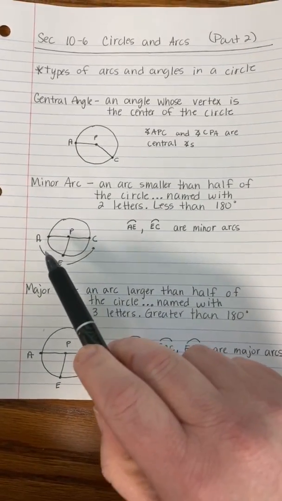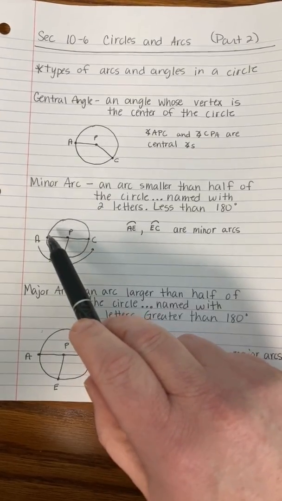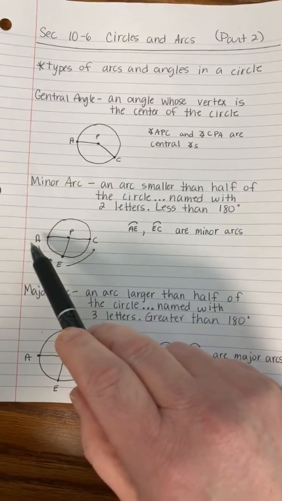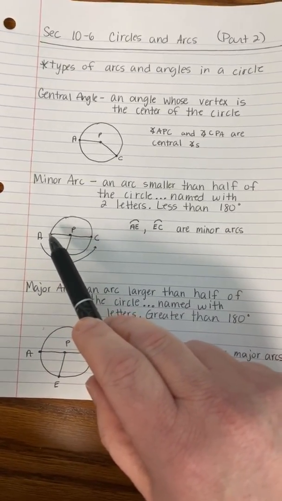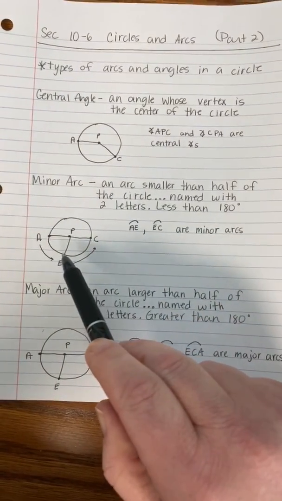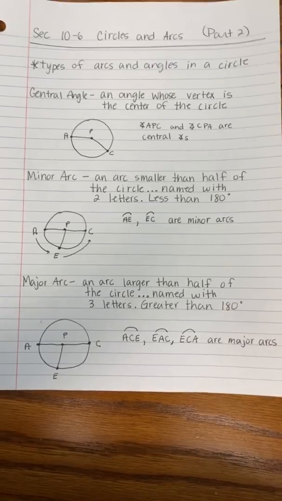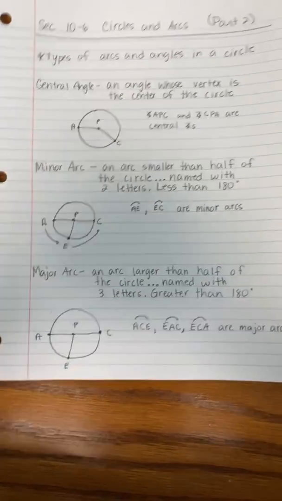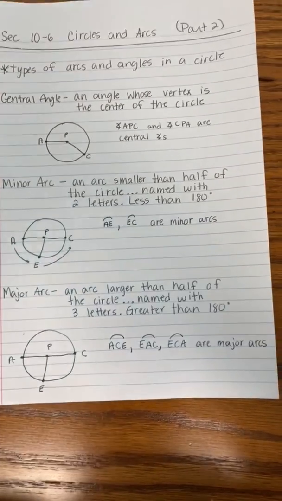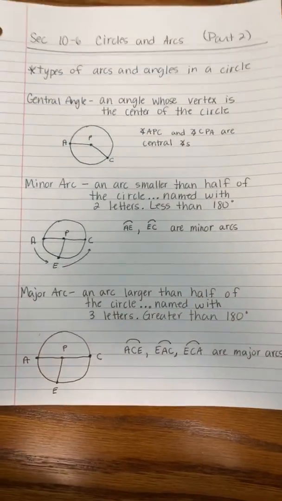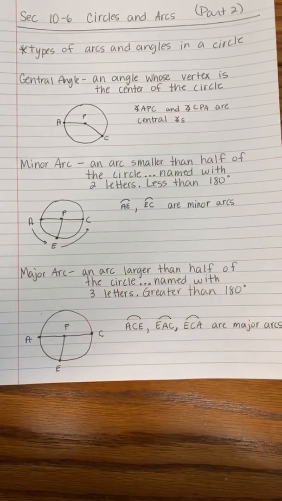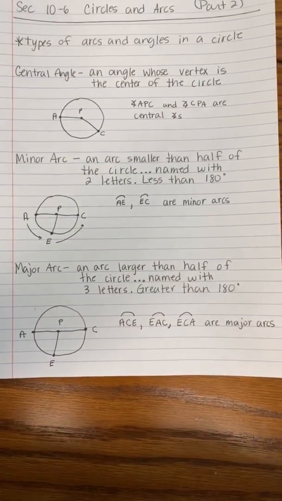Now, I want to point out that you've got to be careful, because when I said A to E, again, I'm going this direction. If I had gone this way from A to E, that would not be a minor arc. That would be too big. So minor arcs are always listed with two letters. Major arcs, which is next, are always listed with three letters, and that tells us which direction it's going.